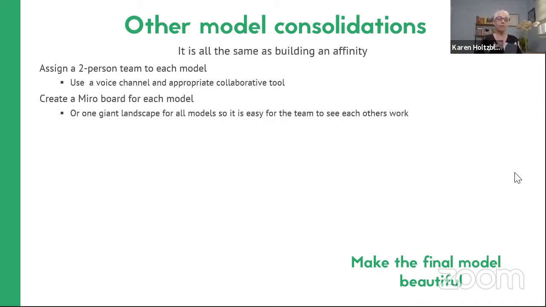So you're going to create a Miro board for each kind of model, or you're going to use a giant landscape with a lot of squares on it. You're going to have to play with that. I kind of like 1 board for each kind of model, just to get the mess out of the way. But you guys love your tools more than I do.